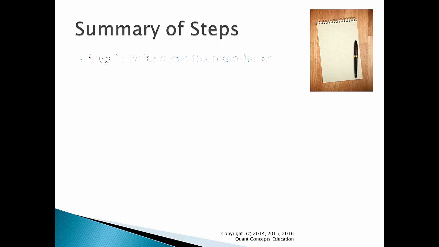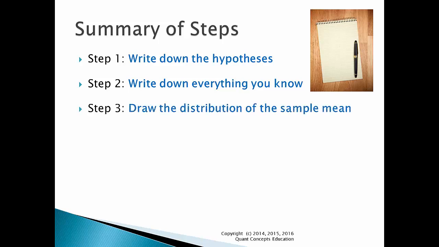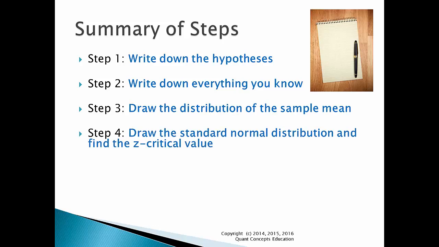Step 1. Write down the hypotheses. We have to figure out which is the null and the alternate hypotheses and write them down in the proper format. Step 2. Write down everything you know from the question. What is the hypothesized population mean, the sample mean, the sample size, the significance level, and so on. Step 3. Draw the distribution of the sample mean and the rejection region. Step 4. Draw the standard normal distribution and find the Z critical value from the Z-table.